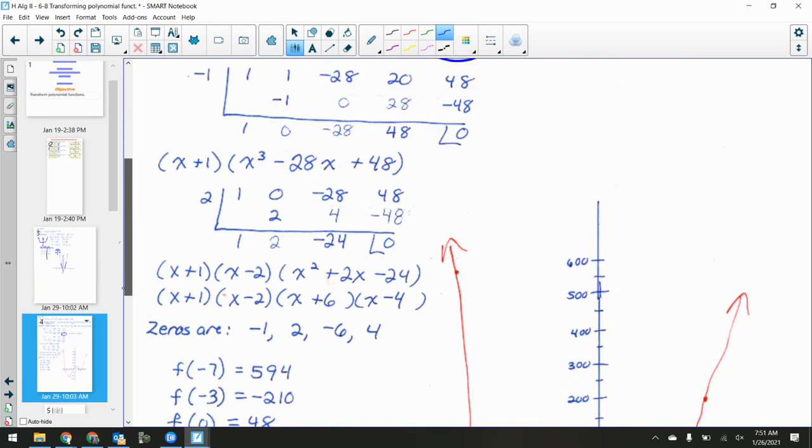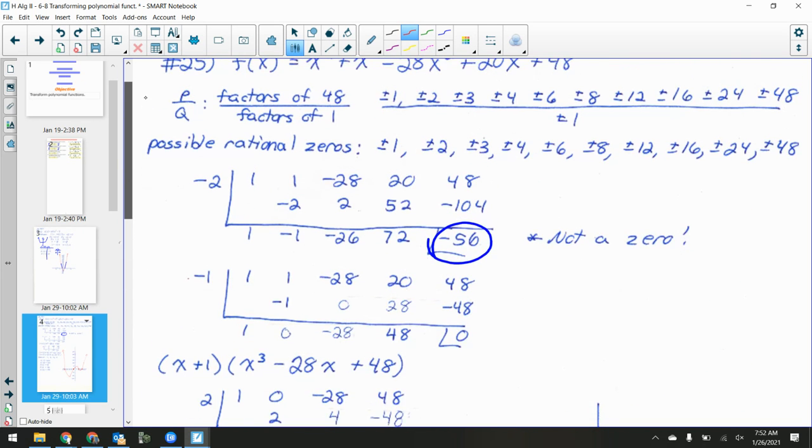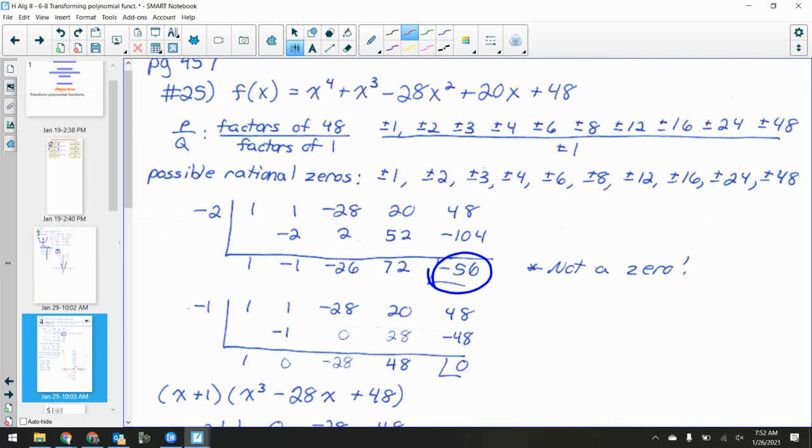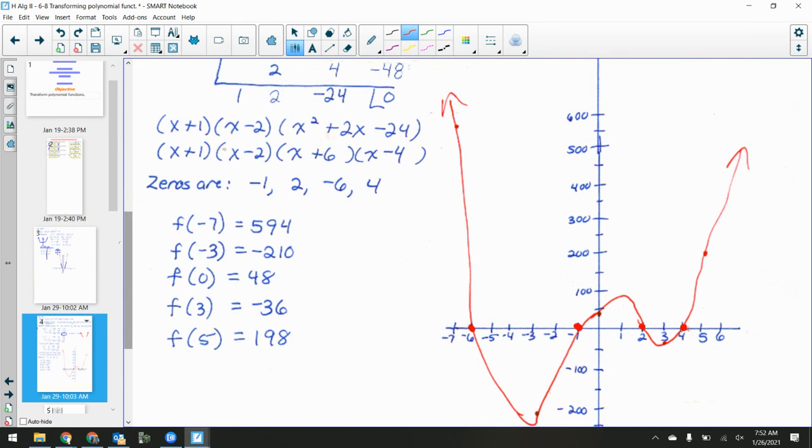Now, at that point, I plot those. -1, +2, -6, +4. I should have discussed the end behavior right at the beginning and seen that, okay, this is a positive even. So again, positive even right up at the start. That goes up on the left and up on the right. So I know that on either side of my far right and far left zeros, it does go up and up. And then we make a table.